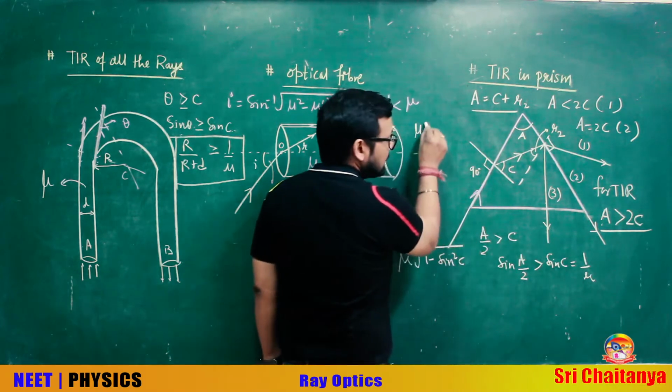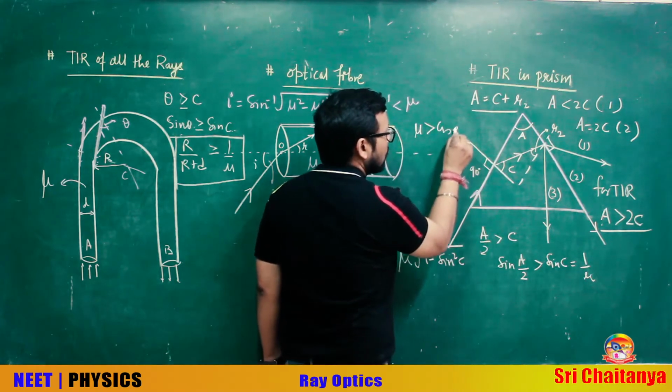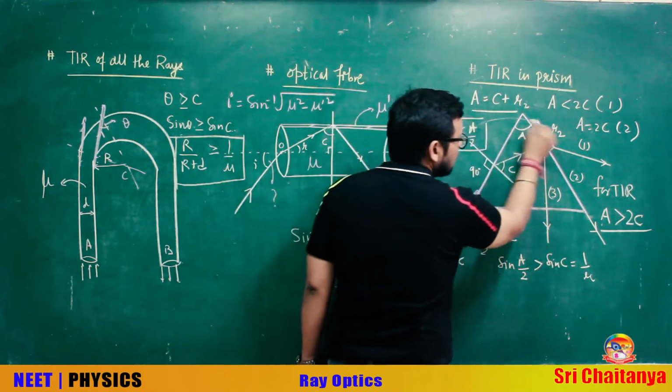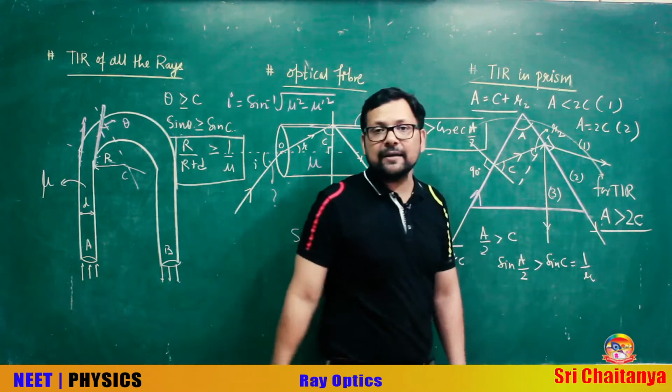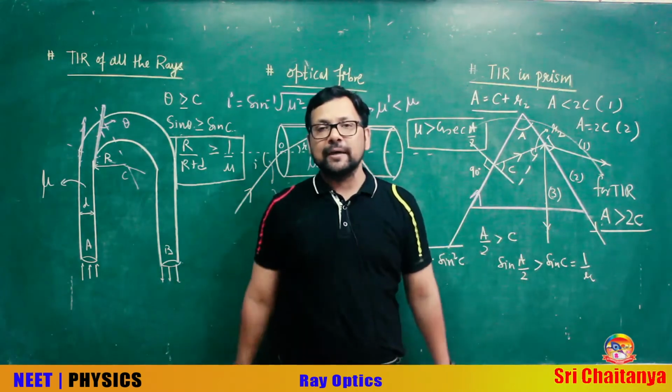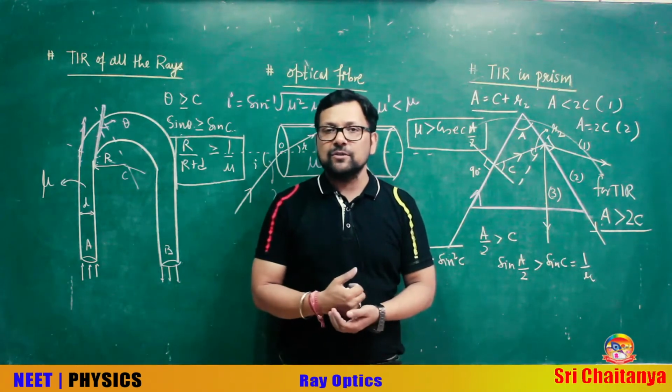So mu greater than cosec A by 2. If the refractive index is given, you can use this for TIR, or if you have to compare A with C, A greater than 2C. So these are the basic question topics. Must revise them on the basis of TIR.